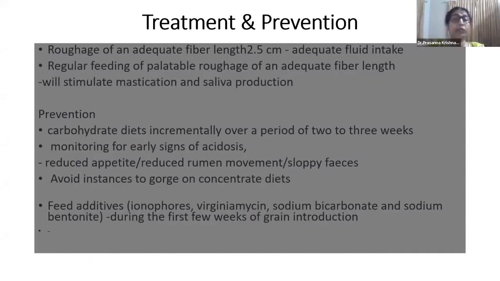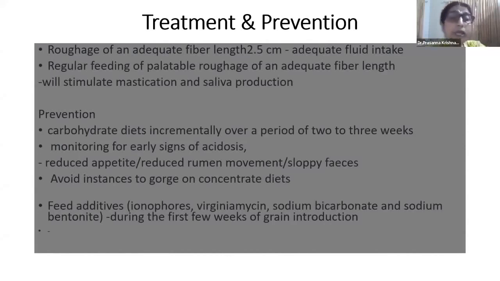While you feed the animal roughage, give importance to the fiber length. It is said that roughage of an adequate fiber length of 2.5 centimeters with adequate fluid intake will give your animal healthy functioning of the rumen. Take care to feed palatable roughages of adequate fiber length regularly. That will stimulate mastication and saliva production, so that it can, to some extent, reduce the incidence of acidosis.